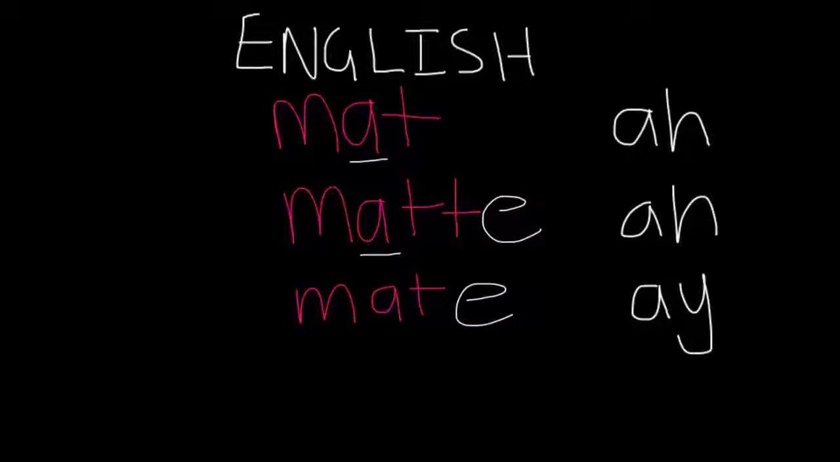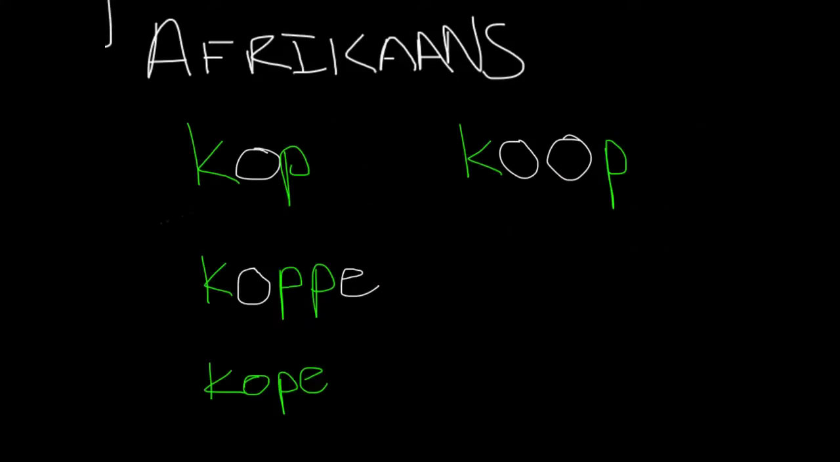So mat to mate. If we put another T in, that makes it matte, as in the opposite of glossy. This makes it a short A again. Then, if we look at the Afrikaans, when we make kop a plural, we might be tempted just to add an E straight away. This doesn't work, because then it makes it a longer sound.